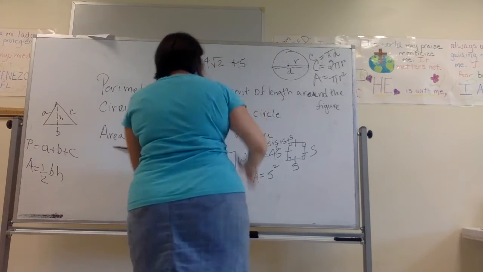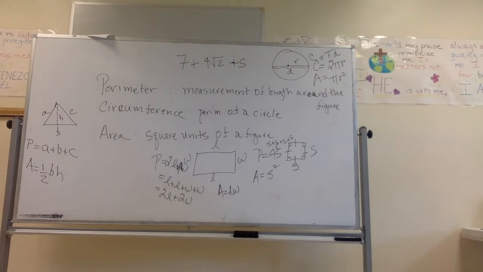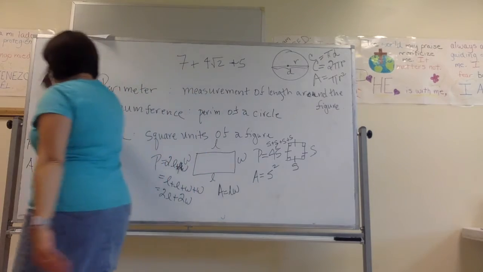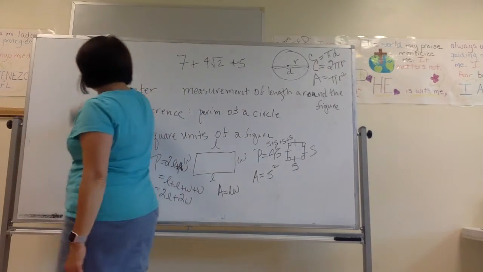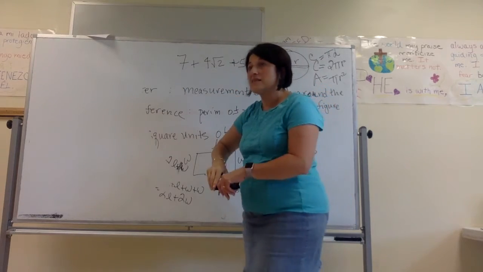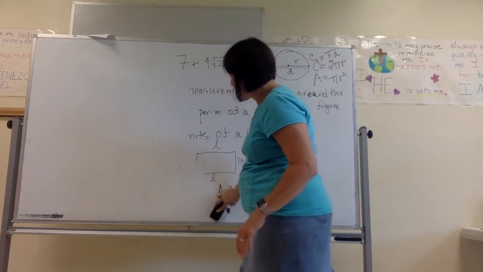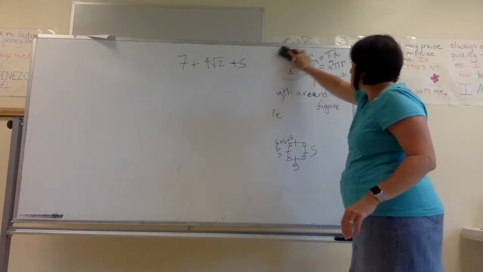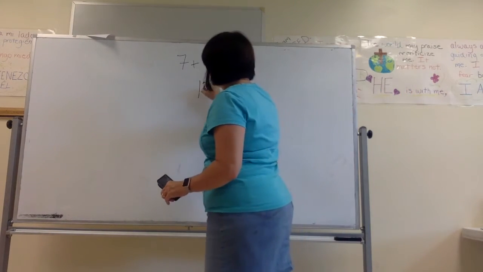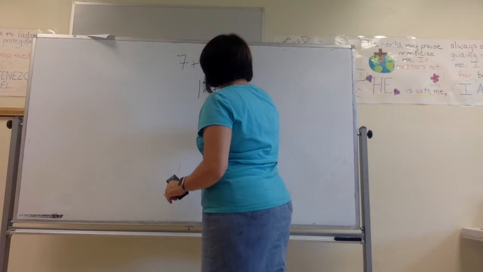How do I add that up? What's the rule for when you add stuff up in algebra? You must combine what? Like terms. Is 4 square roots of 2 like these guys? No, so you cannot add those together. All right, so to simplify this, what do I end up with? 12 plus 4 square roots of 2.